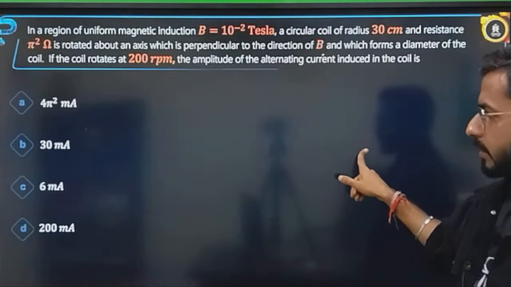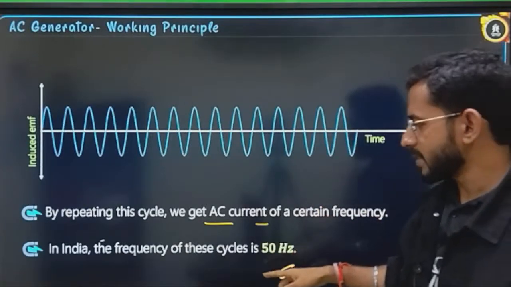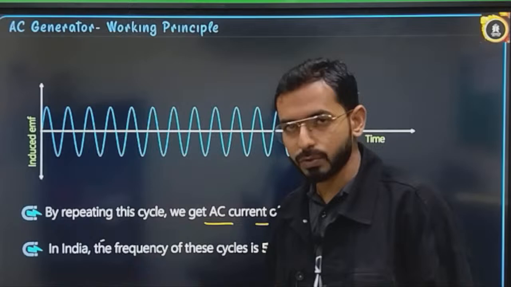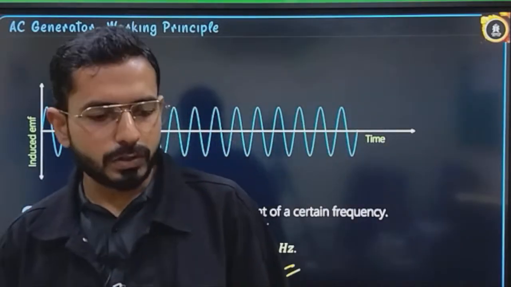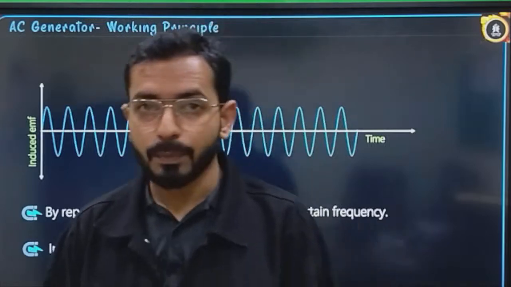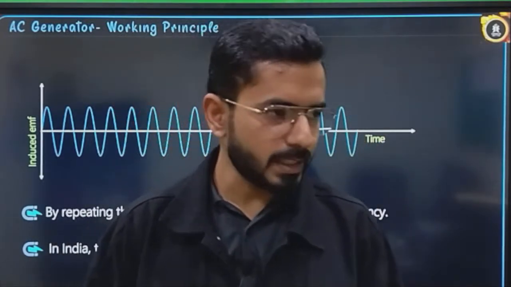There is a very important value also given. In India, the frequency at which these cycles are present is 50 Hertz. This is the frequency that we get in India. Now students, tell me, what is the frequency of current that is supplied in America? Does anyone have an idea? If anyone knows about it, please tell me in the comment section.